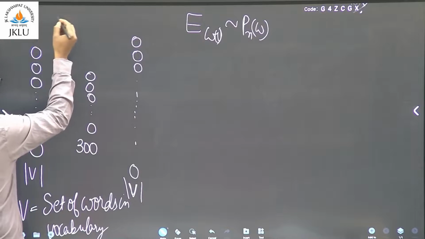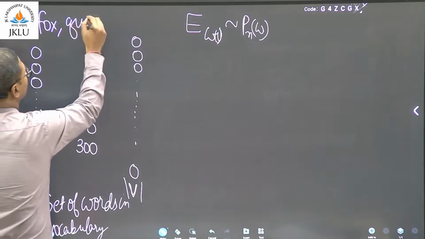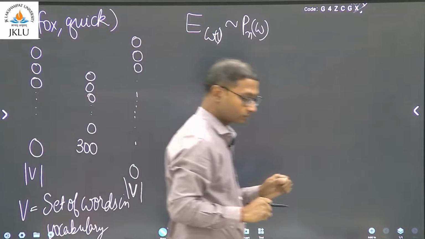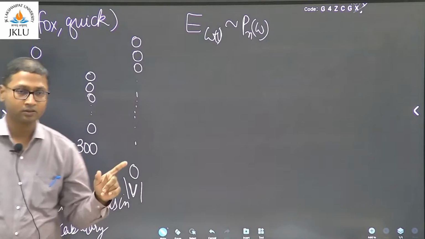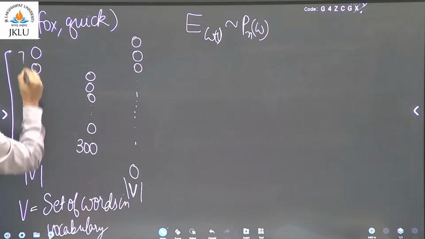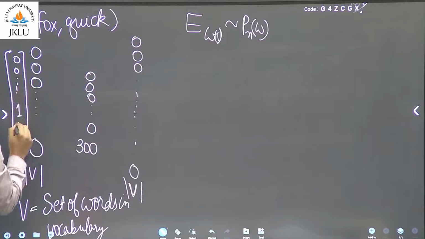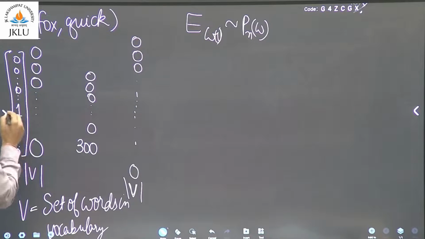Our training example was fox, comma, quick. So what is the center word? Fox. What is the target word? Quick. So we said we will enter a one hot vector. Everywhere there will be 0 except at the place for fox, which we have been keeping to be 4000.